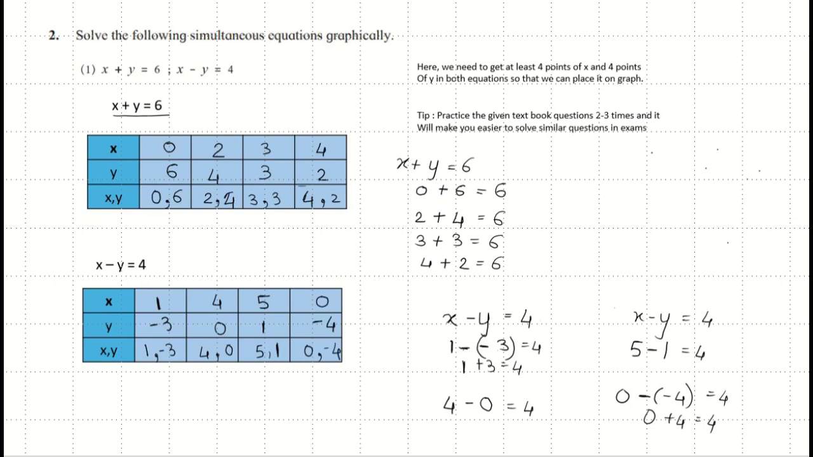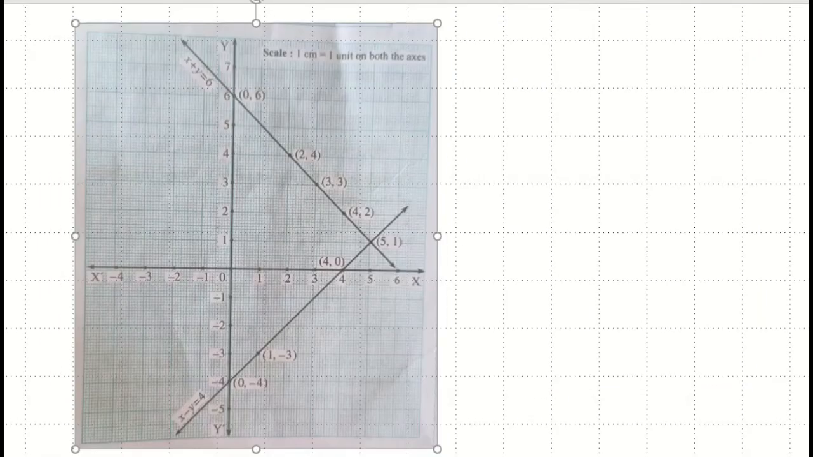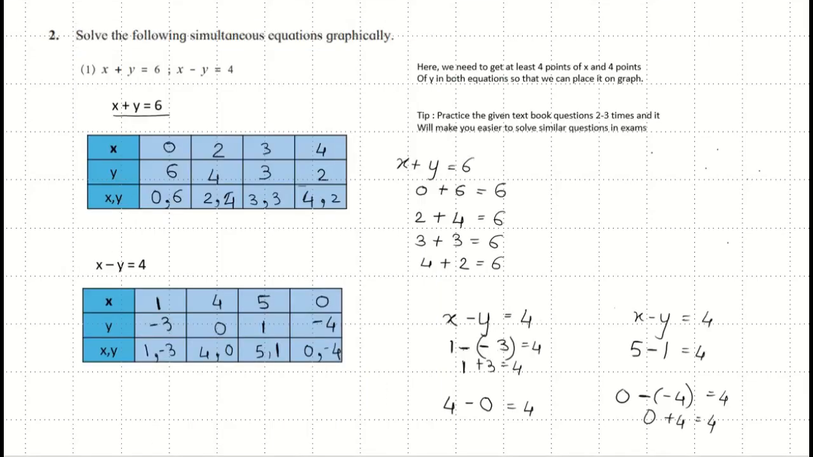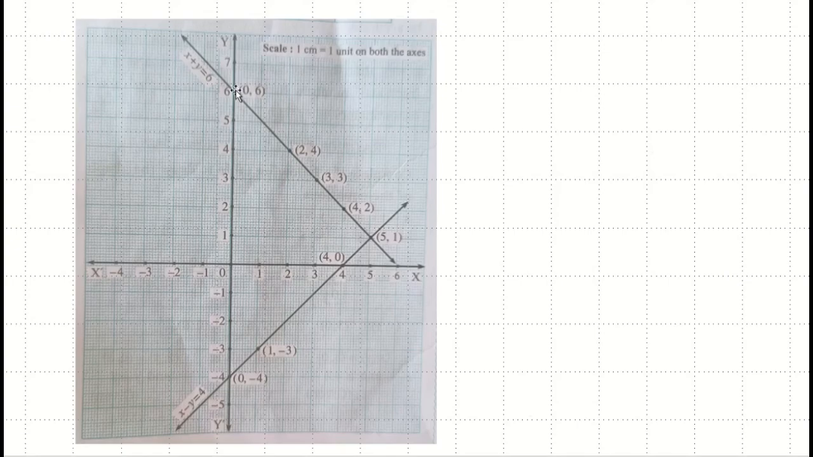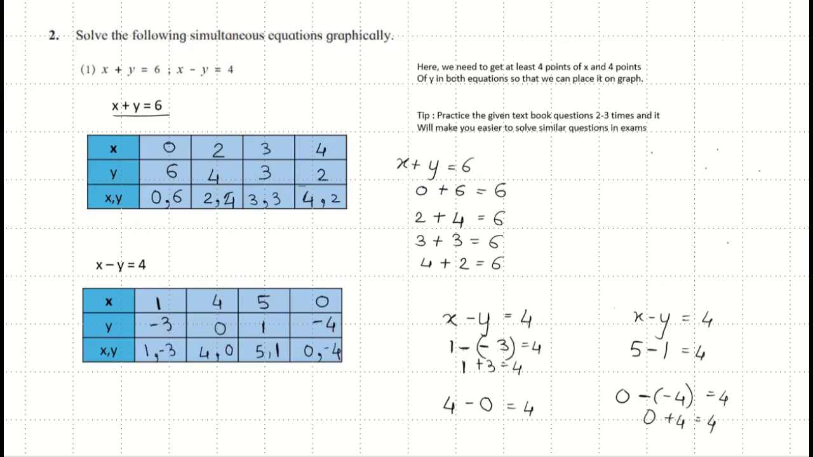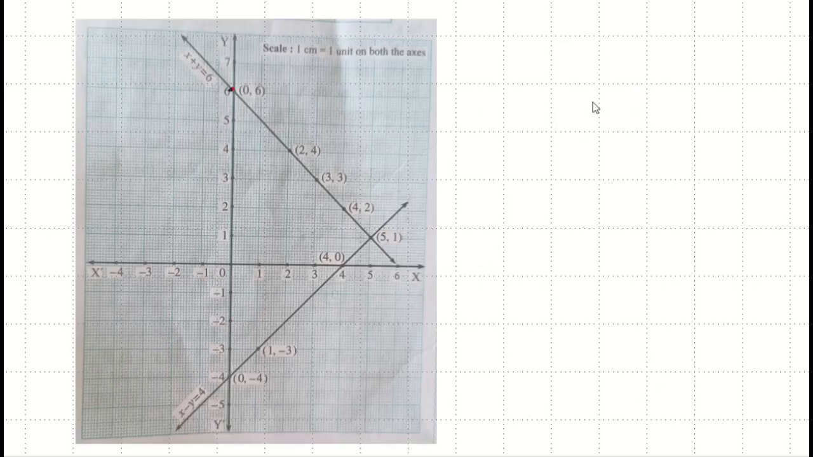If we represent that on a graph, on x coordinate and y coordinate, let's see the graph. This is the graph. First we will see 0 comma 6. 0 comma 6 is here. We will point out here on graph. Now the second one is 2 comma 4. We will point 2 comma 4 on the graph. Next one is 3 comma 3. We will point 3 comma 3. Another one 4 comma 2. Here it is 4 comma 2.